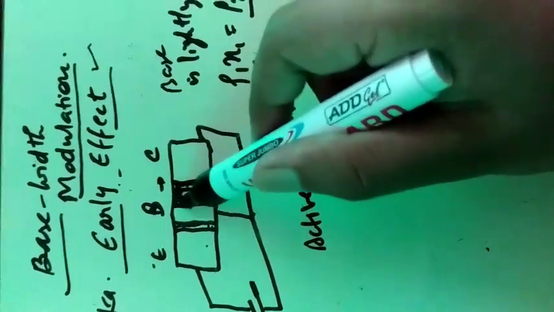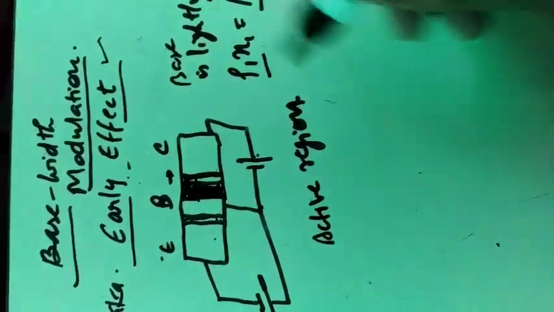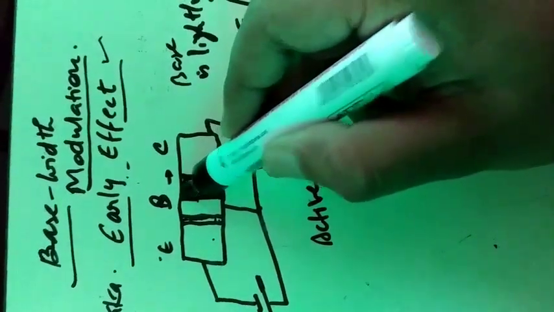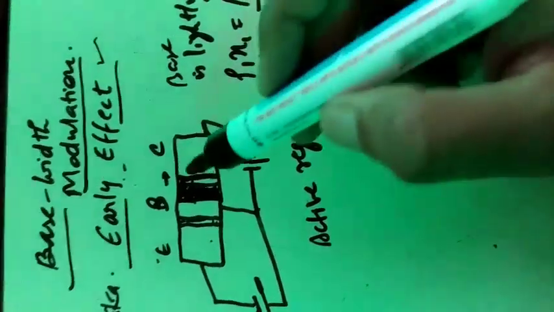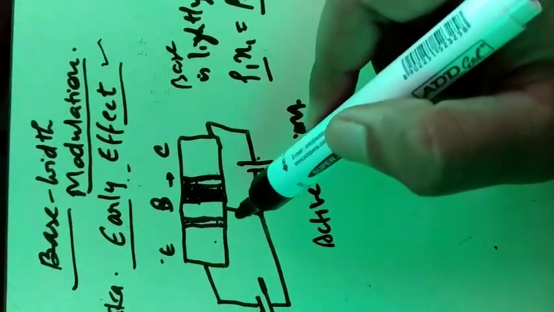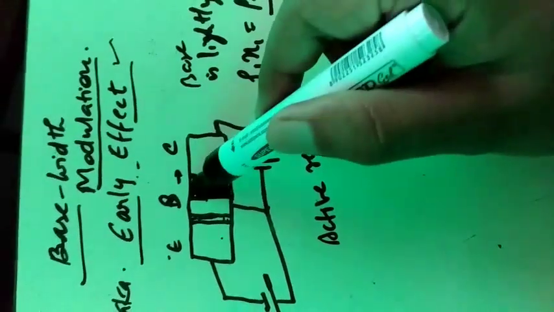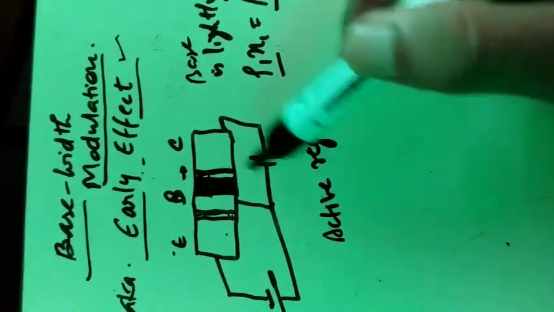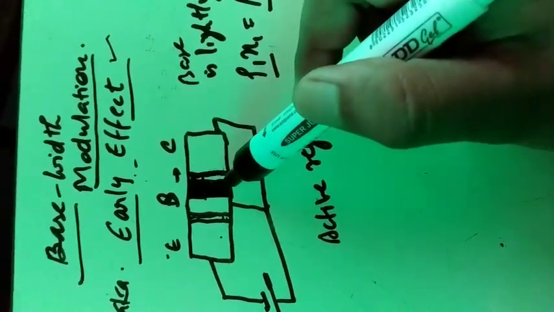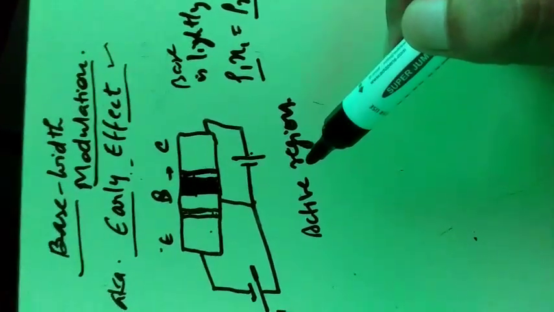So in the base region there is a larger penetration. This is called base width modulation. Now the effective base width will be decreasing. You can see this part will be the part of the depletion layer, with no charges inside. So this is called base width modulation.